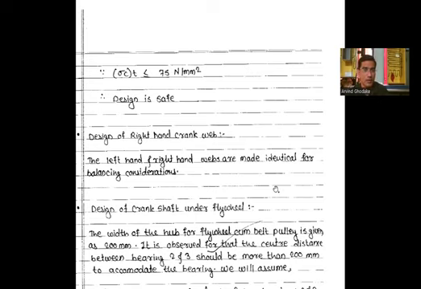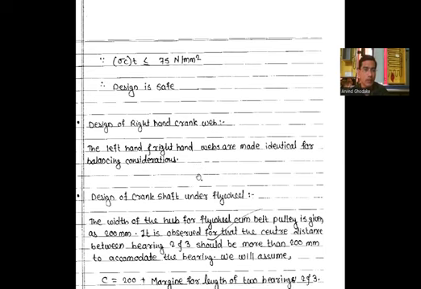Next is the design of the right hand crank web. The left hand and right hand webs are made identical for balancing consideration. Therefore, the design is also the same for the right hand crank web, like the left hand crank web.